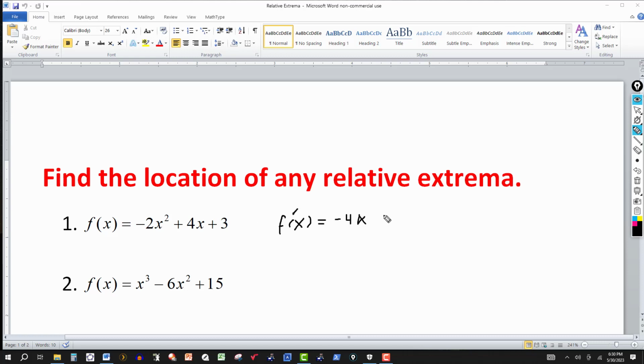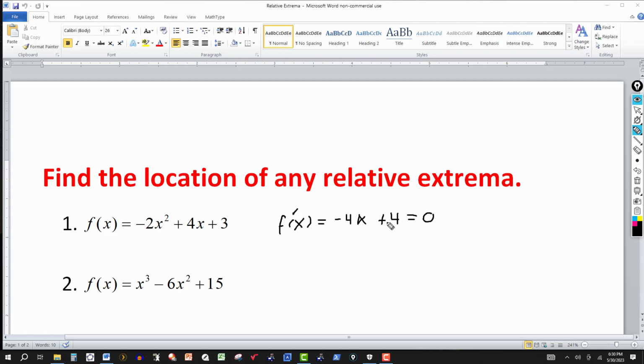Derivative of 4x is plus 4. And the derivative of a constant 3 is 0. So again, if you're asked to find the location of any relative extrema, that could be a maximum or minimum, find the critical numbers of the function. You do that by simply taking the derivative, and then find the values where the derivative is either 0 or undefined. Now here we have a polynomial.